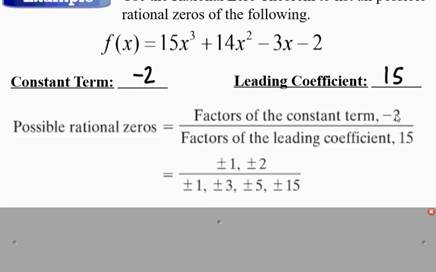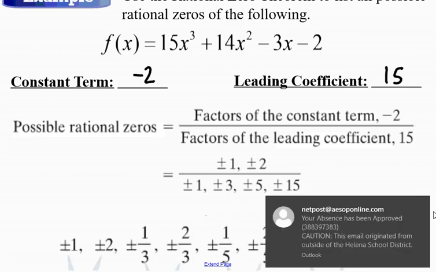So what are numbers that are factors of 2? Or essentially, what numbers go into 2? Well, 1 and 2 are the only numbers. And they could be positive or negative. What are the numbers that go into 15? Well, 1 and 15 and 3 and 5. And they could be positive or negative. And now I list out all of the possible combinations.